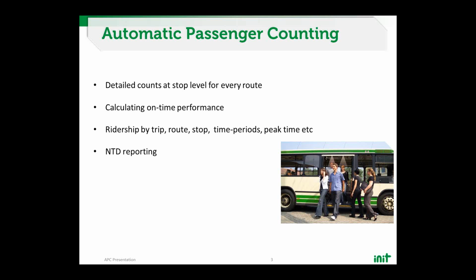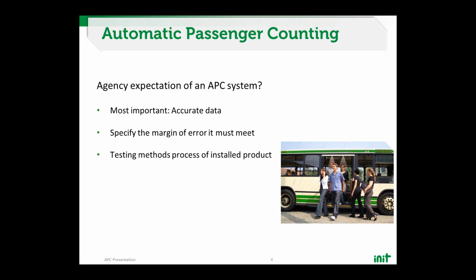To give you an overview, APC passenger accounting is used for detailed counts at stop level for every route, calculating on-stop, on-time performance, ridership reports, route stop time periods, peak. In the US we need to provide as well NTD reporting, passenger miles, the boardings, this is for the FTA. And Jonathan will show you later on, we have a combined presentation to go into more detail in the reporting section, how RTD is using the data.